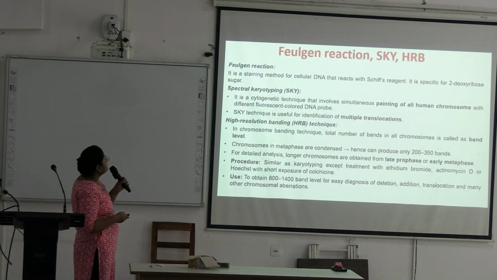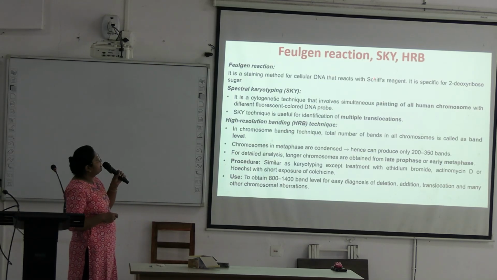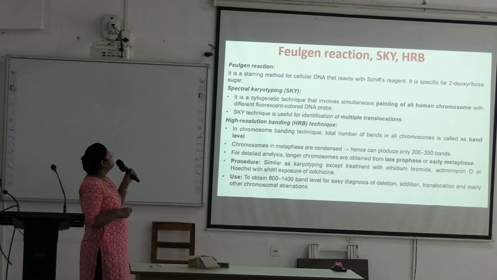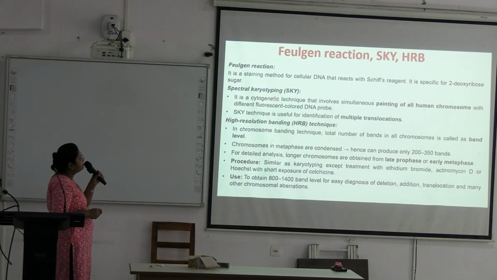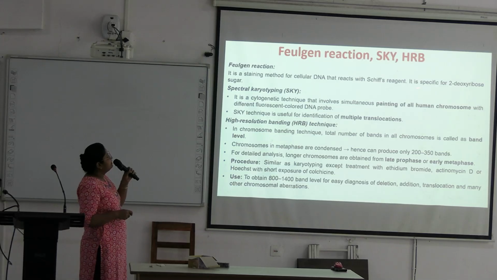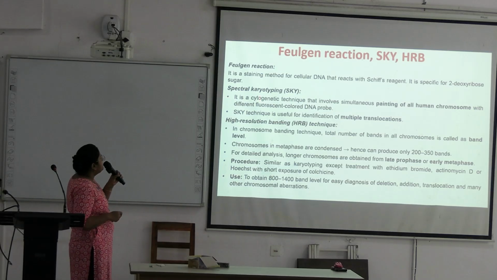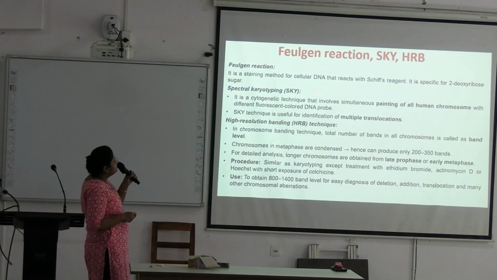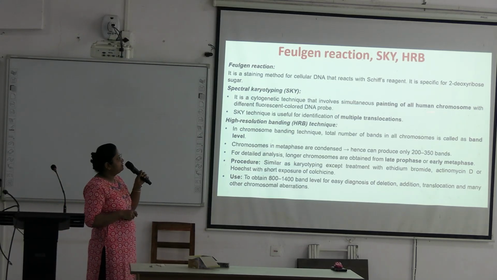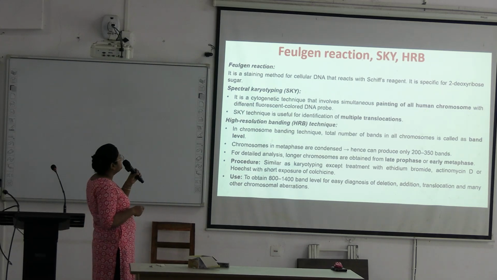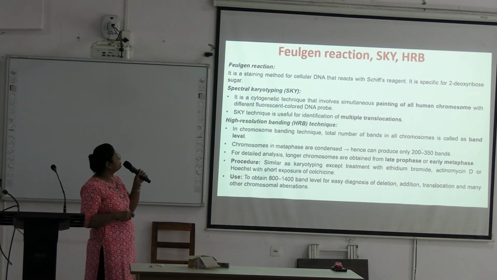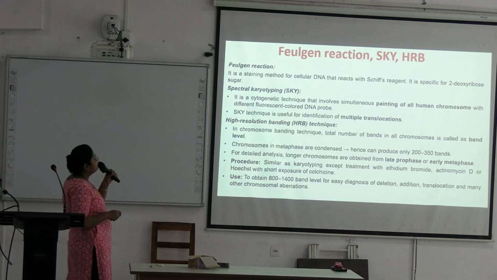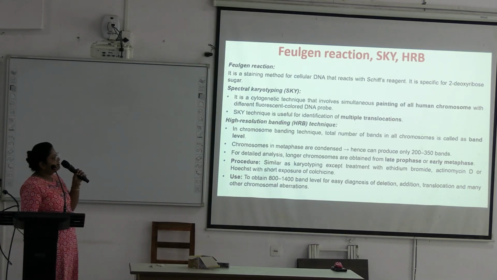Next is the Feulgen reaction, SKY or HRB. The Feulgen reaction is a staining method for cellular DNA that reacts with Schiff reagent, and it is specific for 2-deoxyribose sugar. SKY, or spectral karyotyping, is a cytogenetic technique that involves the simultaneous painting of all human chromosomes with different fluorescent colored DNA probes. The SKY technique is useful for identification of multiple translocations.